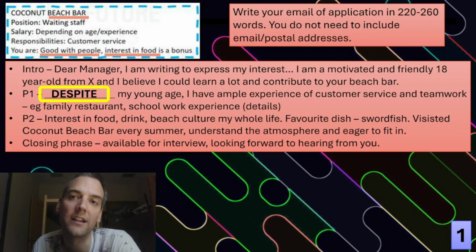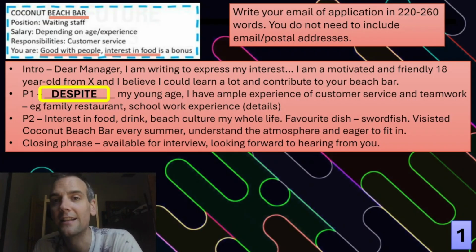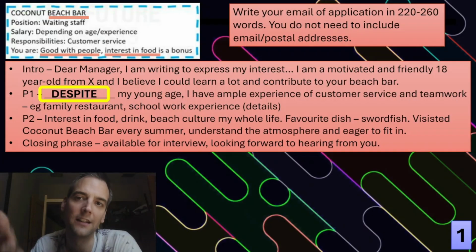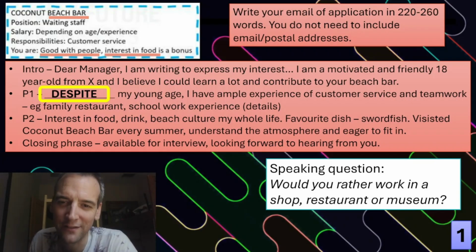The point is you are writing a personal message to normally one person or specific person or people. In the case of an email or letter, you do need to think about formal or informal. Here we are being a bit more formal, objective, impersonal, because it's a serious thing. This beach bar, they want serious people, so you're writing in a more serious manner. Once we've thought about that, let's have a fun little bit of speaking.